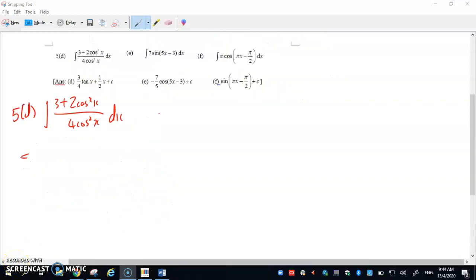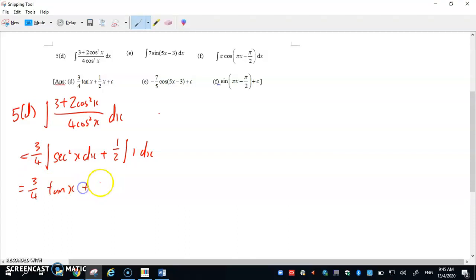Okay, so for 5D, on the next page, clearly you can see that over here there's a quotient, but not to worry, you can simply split them up into two parts. What we get is 3/4 integration of secant squared x dx, plus integration of half. Because of cosine squared divided by cosine squared, you get 1, so dx over here. So what you do right now is simply to change it into tangent x plus half x plus c, and that's your final answer.